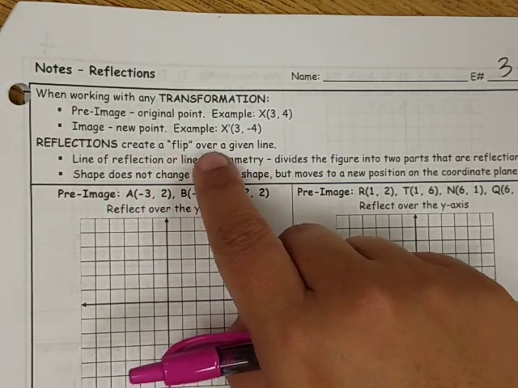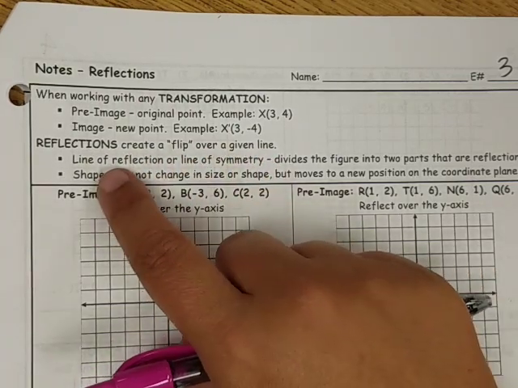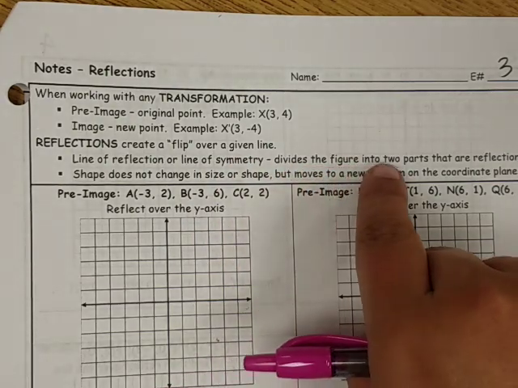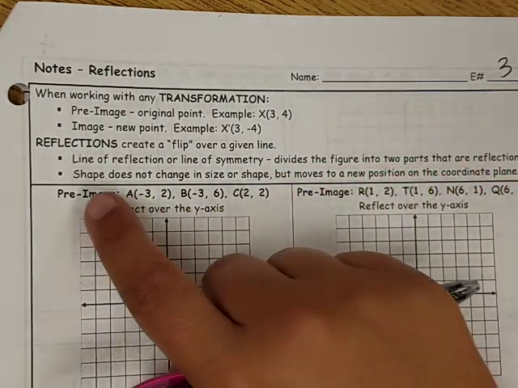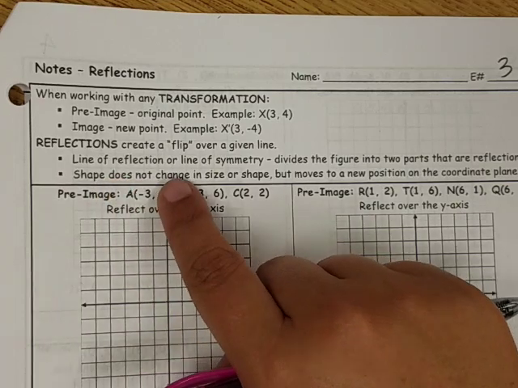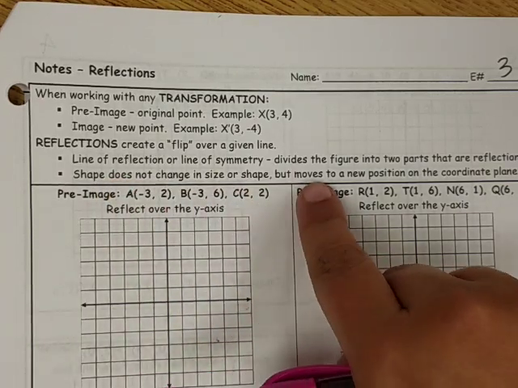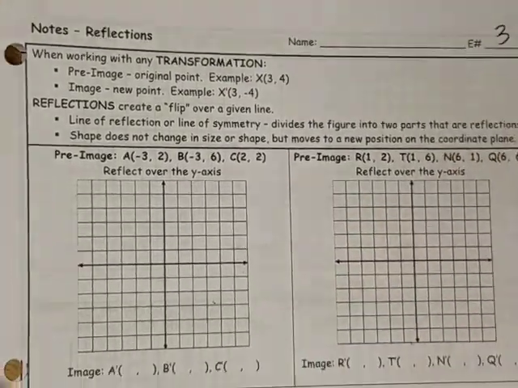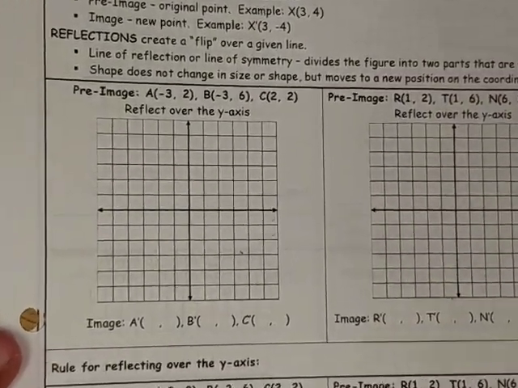Reflections create a flip over a given line. The line of reflection, or line of symmetry, divides the figure into two parts that are reflections. The shape does not change in size or shape, but it does move to a new position on the coordinate plane. So we're going to start with this first section.